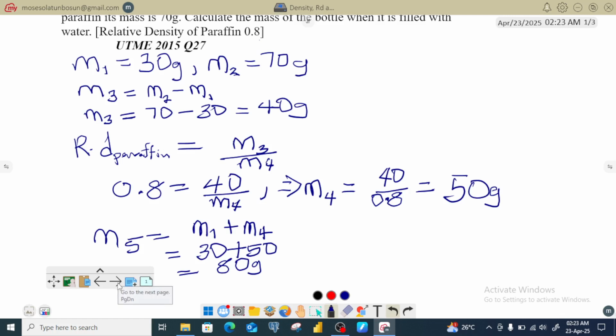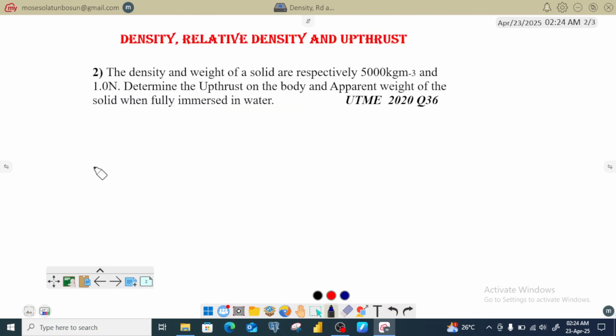Okay, let's look at another question here. In this question number 2, the question says the density and weight of a solid are respectively 5,000 kilogram per meter cube and 1 Newton. We have to determine the upthrust on the body and the apparent weight of the body when fully immersed in water. That is, the density of a given solid is 5,000 kilogram per meter cube, and its weight when measured in air is 1 Newton. That is what the question is saying.